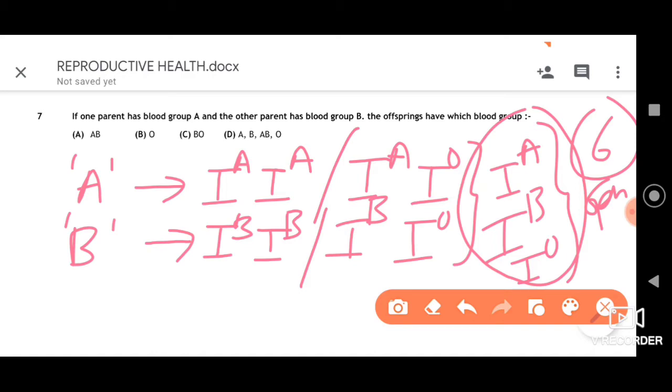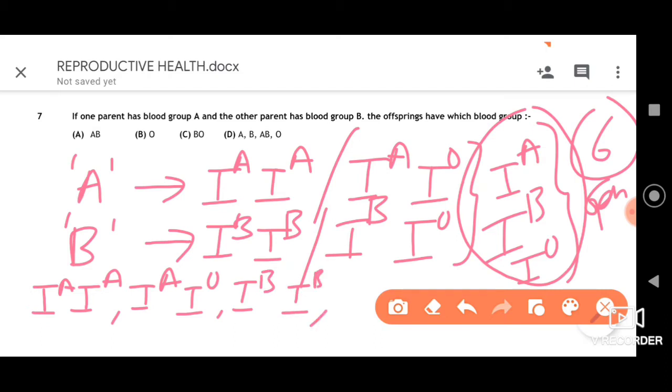Please understand that. What are those 6 genotypes which can be made? I will write here: IA IA, then IA IO is the second one, then IB IB, then we have IA IB, followed by IB IO, and finally IO IO. So these are the 6 possible genotypes which can be obtained through the parents, dear friends.